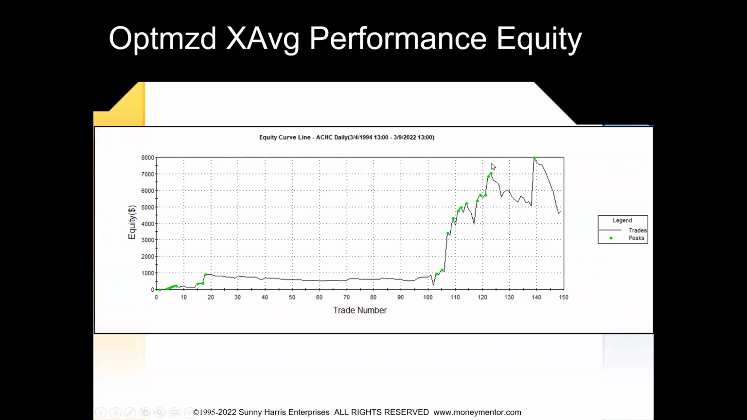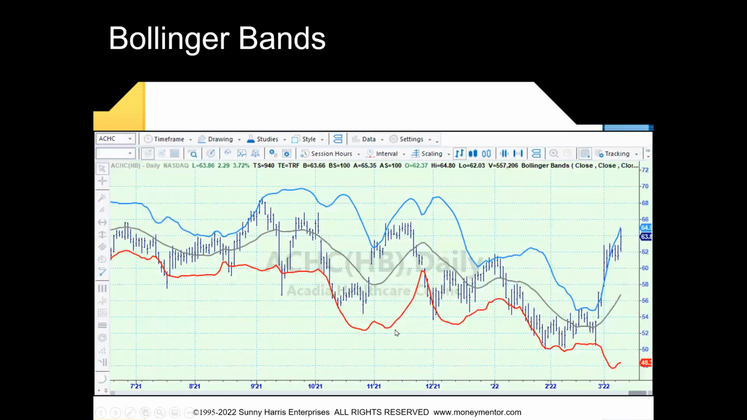So it did really well, lost some money, made a new high in equity, and then lost back down to under 5,000. That's not so good yet either. I don't remember how many years that was, but it was a long time.